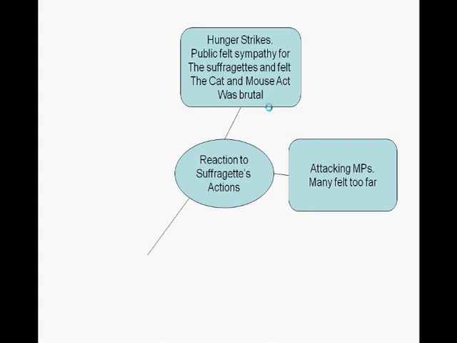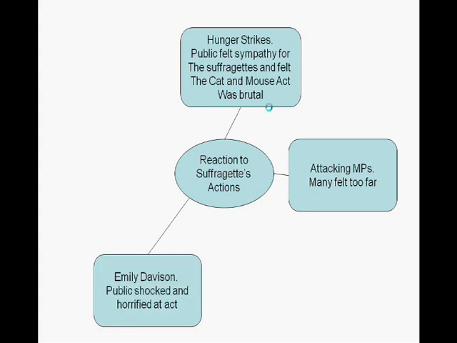However, attacking MPs and throwing acid in bowling greens, etc., many in the public felt that it was too far and it wasn't womanlike, and if they're behaving like this, then why should we give them the vote? You know, they're not responsible enough to be given the vote.